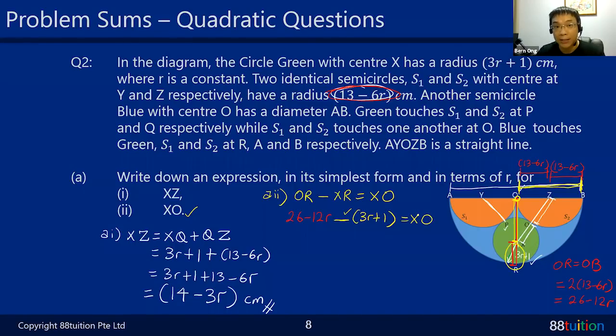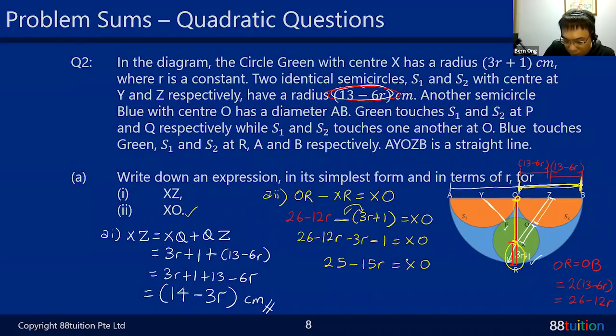So you're looking for XO, the expression of XO. Ready? Down here you have 26 minus 12R minus, if you times it in, minus 3R here. Minus and plus will give you a minus 1. Can you see? XO. Simplify further. 26 minus 1 is 25. Minus 12R minus 3R is minus 15R. And that will be your XO. So this will be your expression. XO is equal to 25 minus 15R centimeter. Woo! So you have secured the 2 marks already, the expression portion. Is that okay?